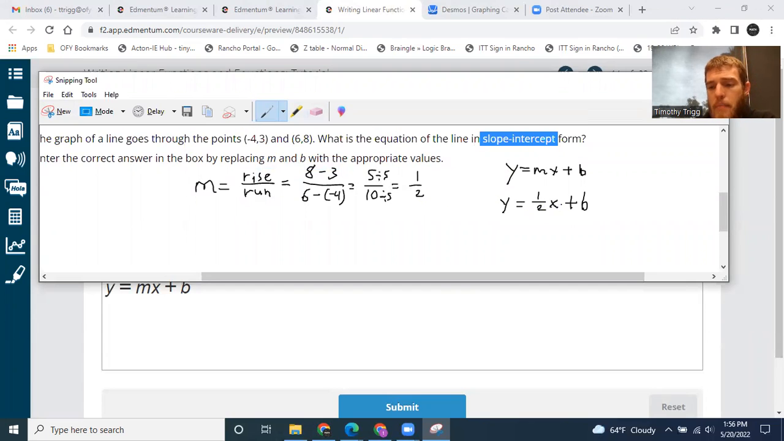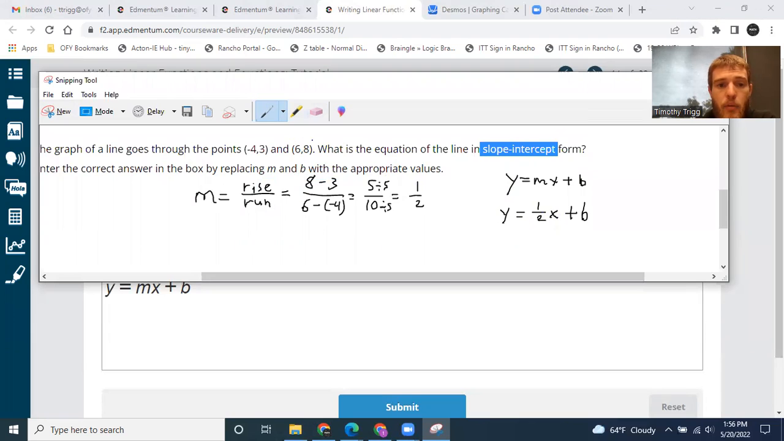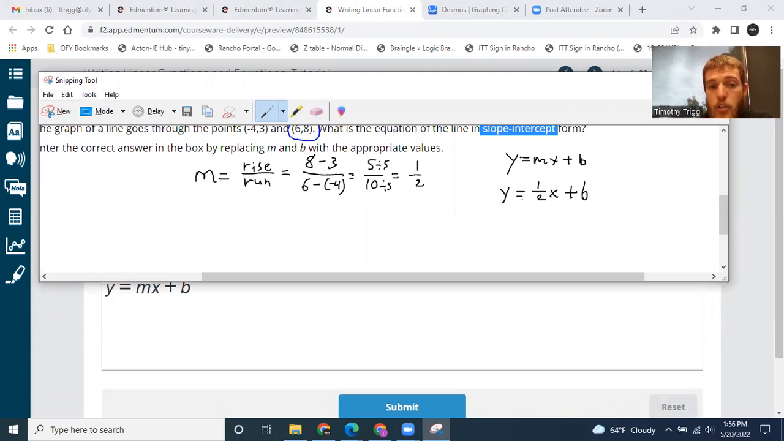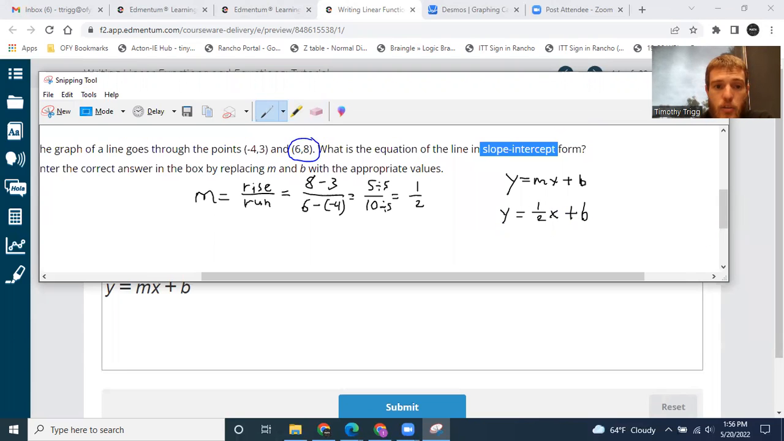Now, how do I find my b in this case? I'm going to use one of these coordinate points. You can use either point; it doesn't matter which one you choose. I'm going to pick the second point, 6, 8, and use it to help us find b, the y-intercept. So I'm going to replace the x with 6 and the y with 8.